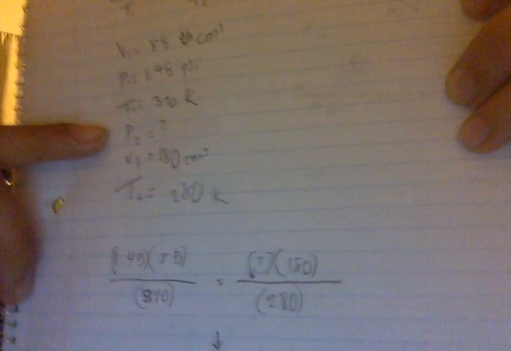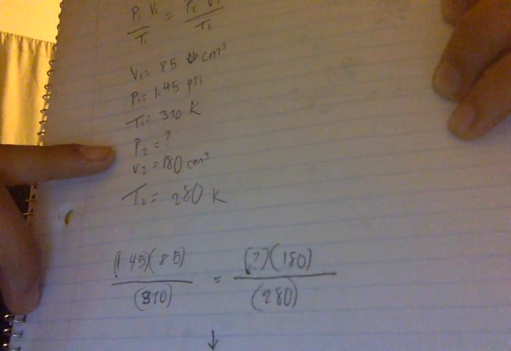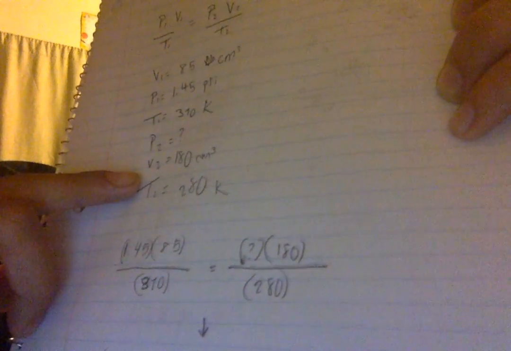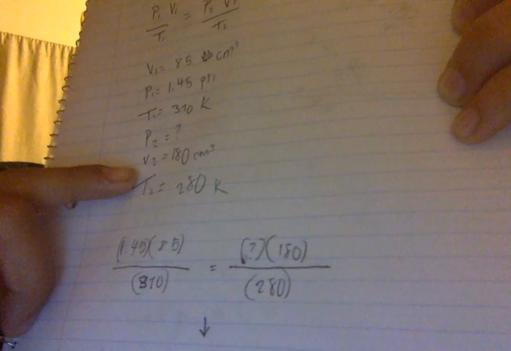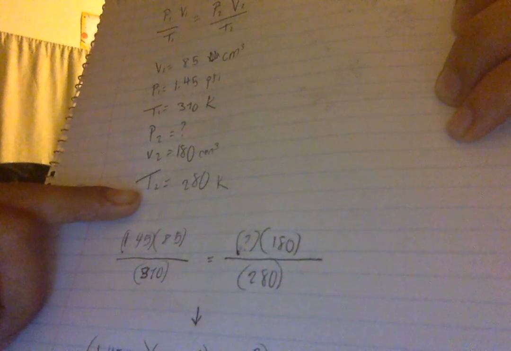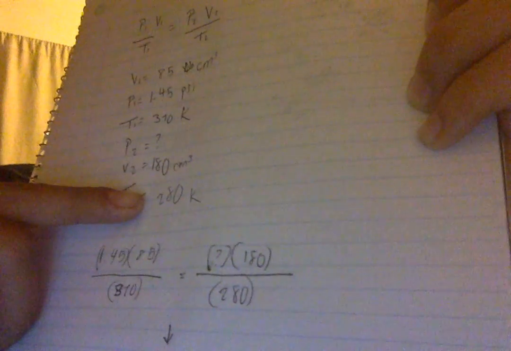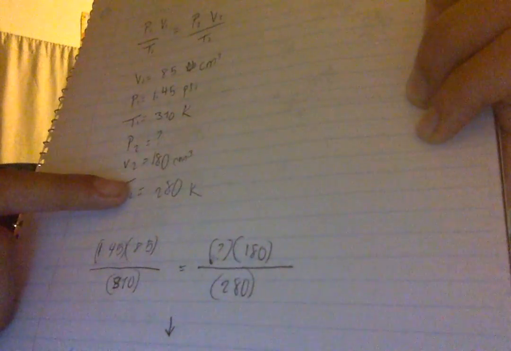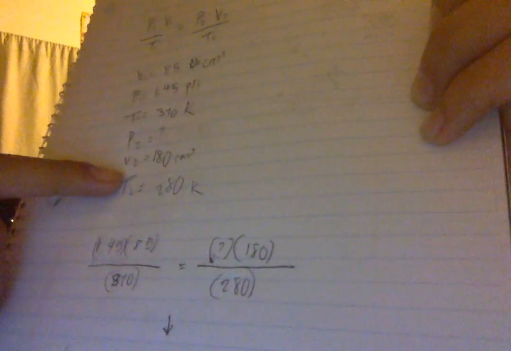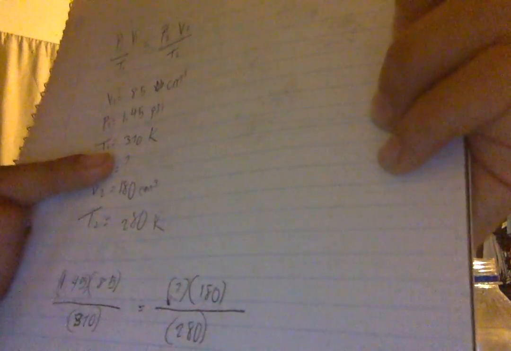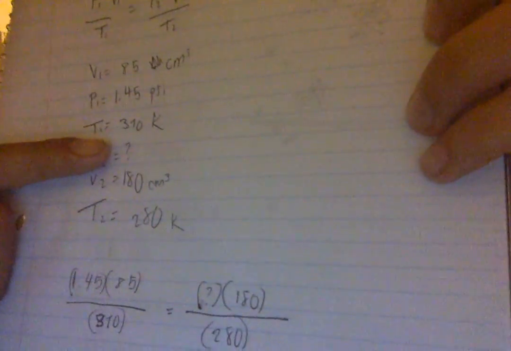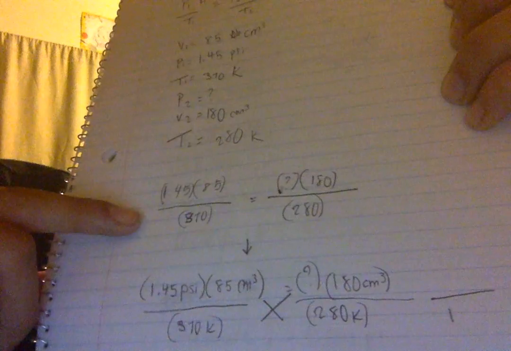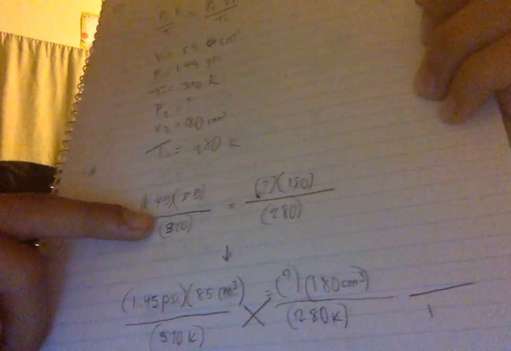Pressure 2, we don't know, so I put a question mark there, and that's what it's going to look like in the equation. Volume 2 is 180 centimeters cubed, and temperature 2 is 280 K. Each of these numbers is going to be plugged into the equation, all right? I've gone ahead and done that as well.